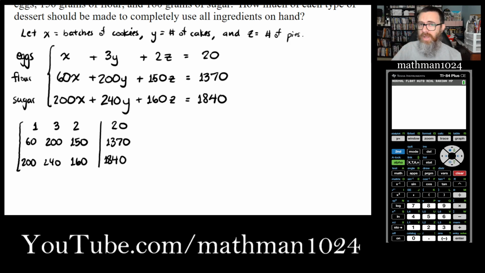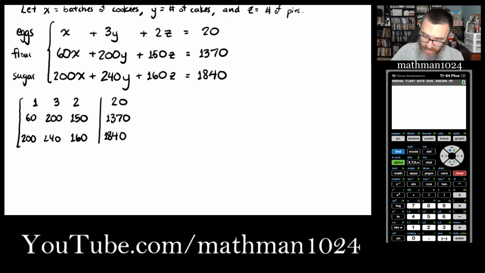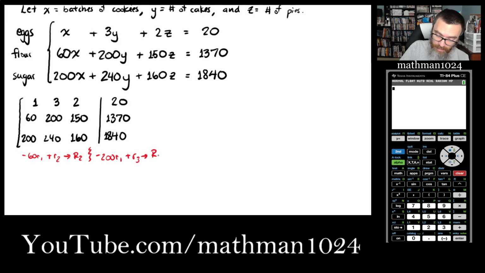Again, we've got this process. We have this algorithm that we're going through. We want this to be a 1. We have that as a 1. We want to destroy everything below that, and so we're going to do that with row operations. Starting with doing negative 60 times row 1 plus row 2. And then we'll do negative 200 row 1 plus row 3 and replace row 3 with that.